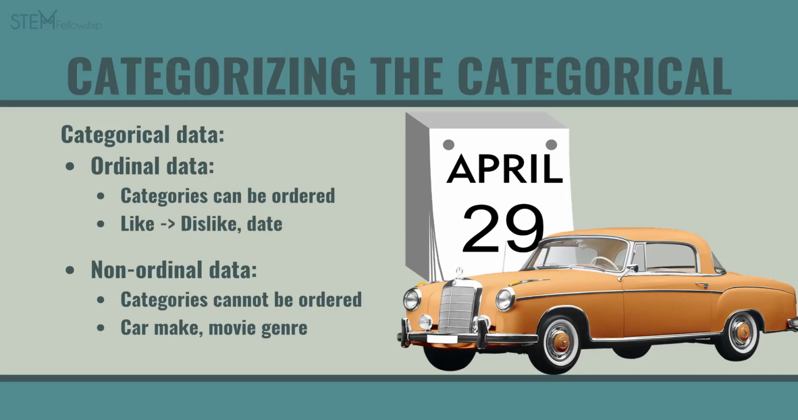Categorical data can also be broken down into ordinal and non-ordinal data. Ordinal categorical data is any set of categories that you can put into order. Think of months, like to dislike on a sliding scale, or movie franchises if you feel like starting a civil war. Non-ordinal data is any set of categories that cannot be ordered. For example, you can't give definitive rankings to colors, movie genres, or car makes.